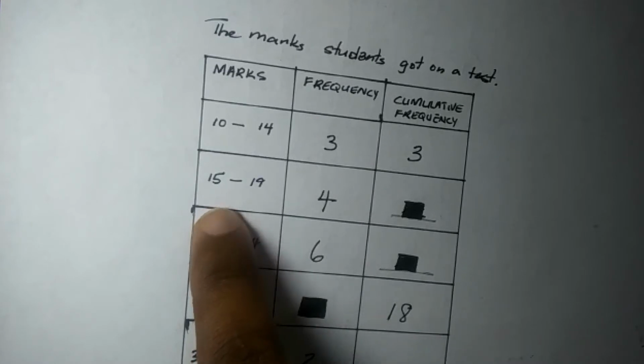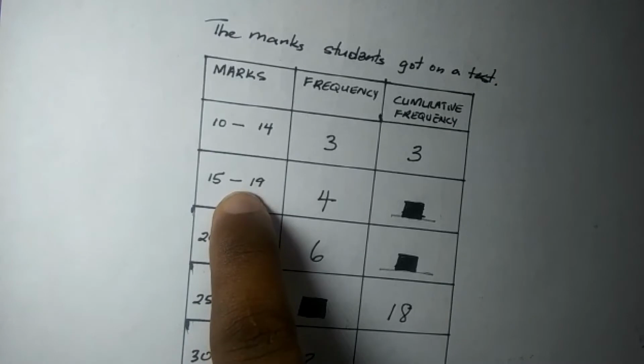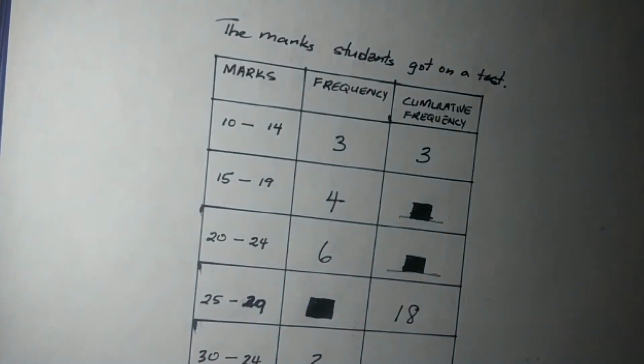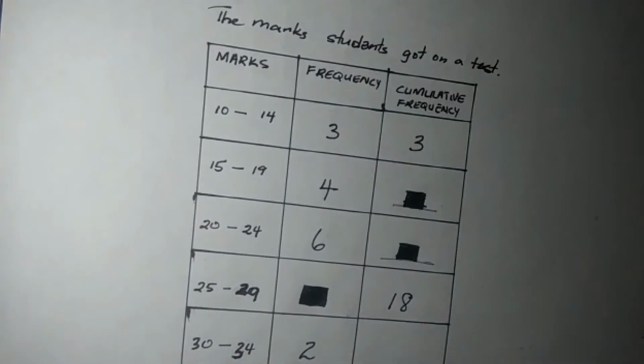All of those scores fall inside of this range. And this is not a minus sign, it's a sign that shows a range. So from 15 to 19, all those numbers inside of that form the total marks that students could get. In our second column, we have our frequency.